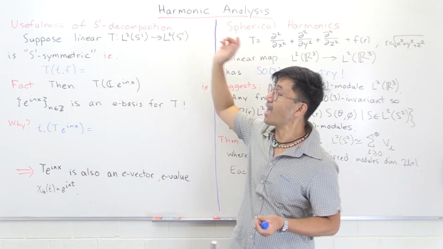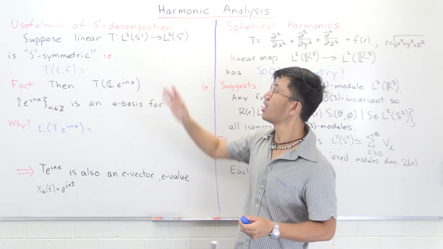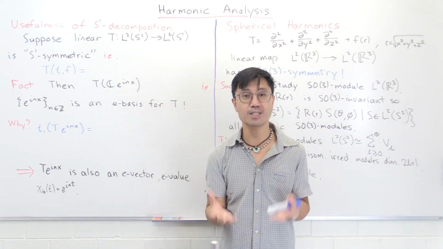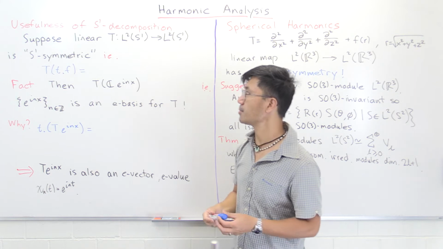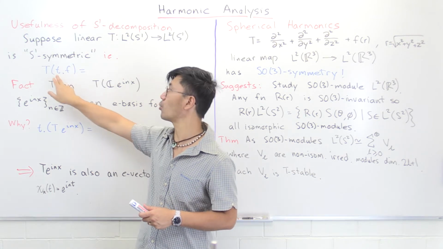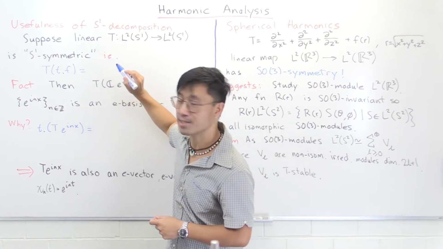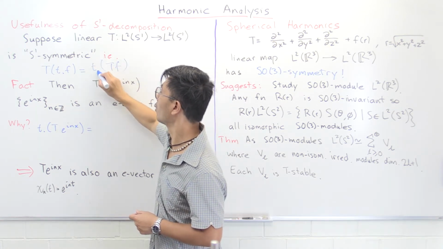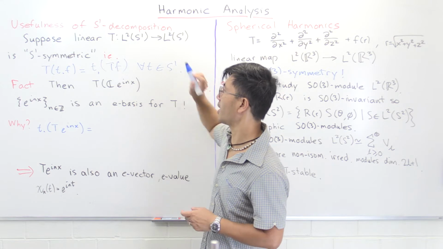Okay, so let's see why this S1 decomposition that we saw that corresponds to Fourier series is so important. What we'll do is consider a linear map from L2(S1) to L2(S1). We'll call it T, which is in some sense S1 symmetric. This is the key point where the symmetry comes in. What does it mean for it to be S1 symmetric? That means that it commutes with the action of the group. So if you act with a group element t, t dot f, and then apply this big T, that's the same as if you applied T first to get an element of L2(S1), and then act on it with the group element. And this is for every group element, so for all t inside S1.